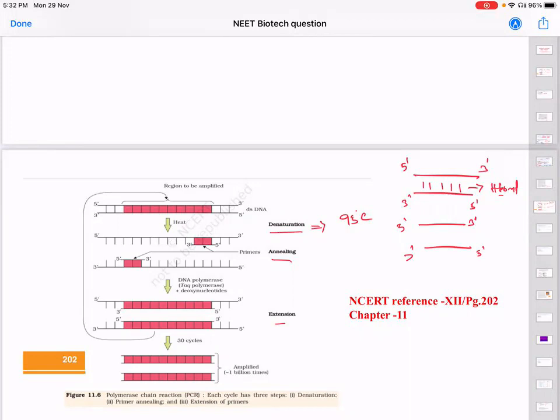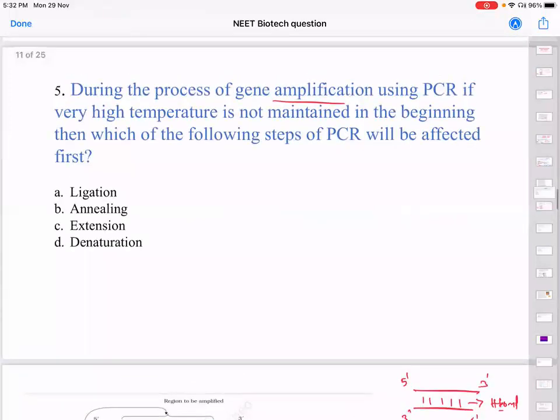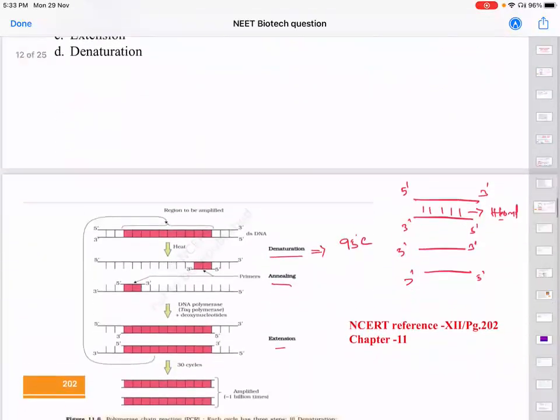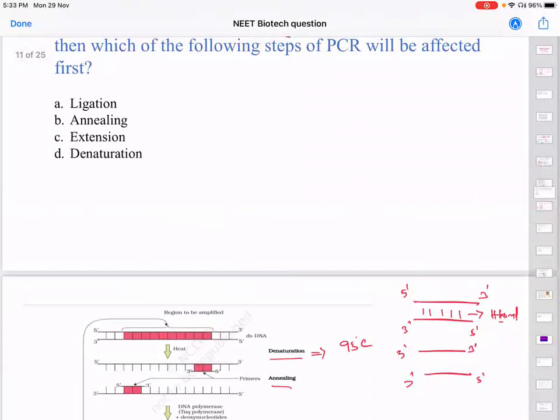So thereby we use a special polymerase from a thermophilic bacterium called Thermus aquaticus, which is what is called Taq polymerase, right? So the question here is, during the process of gene amplification using PCR, if a very high temperature is not maintained in the beginning, which of the following steps of PCR will be affected first? Based on the discussion, we can very well go for the option denaturation, right?